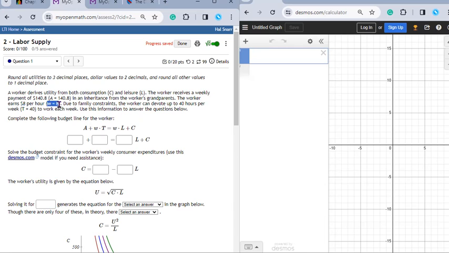The worker earns $8 an hour, so our wage rate is 8. Our allowance is $140.80. Now, due to family constraints, the worker can devote up to 40 hours per week to work. So maybe this person's going to school, they're in high school, and they want to work, but they only have 40 hours available each week because they've got to sleep, go to school, and do homework. So this person has a maximum of 40 hours to devote to either work, labor, or leisure, having fun, not working.